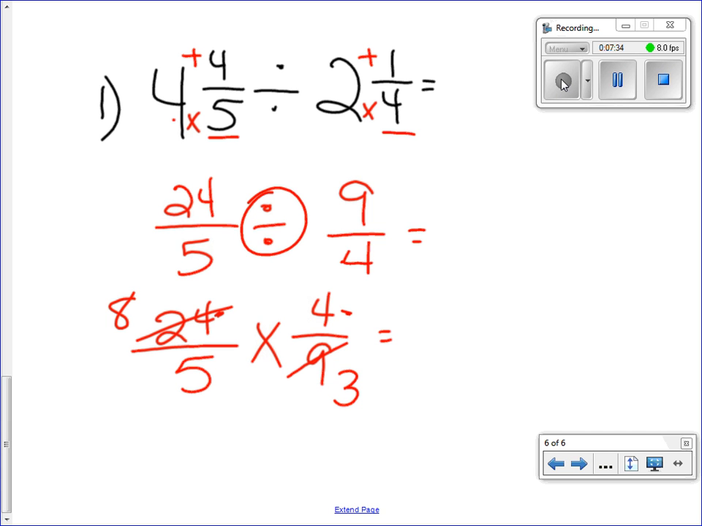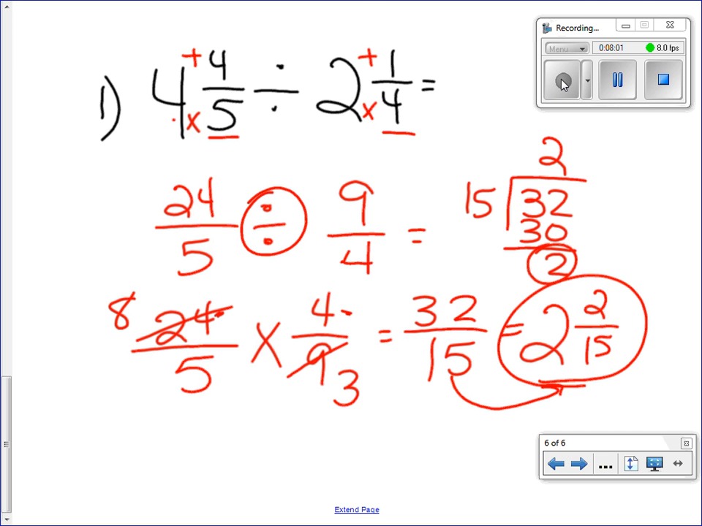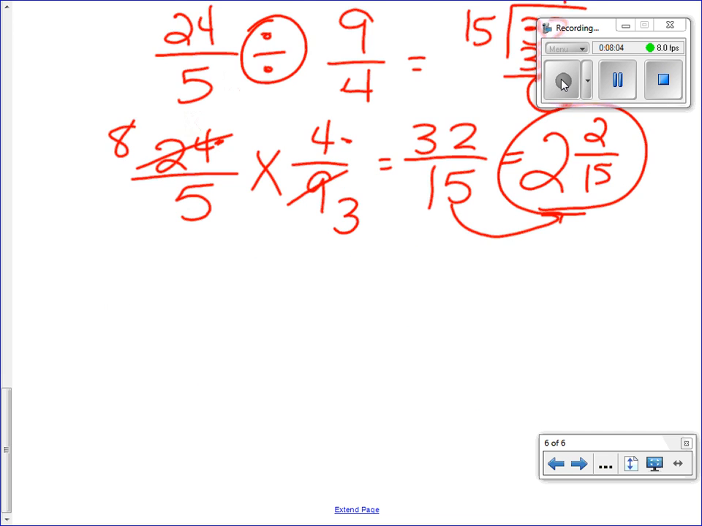Nothing else will cancel, so I can just multiply across. 8 times 4 is 32. 5 times 3, 15. So I'm going to do 32 divided by 15. 15 will go into 32 2 times. That'll give me 2 as my whole number. Then my remainder will be 2 as my numerator. And the 15 stays the same. So 2 and 2/15 would be my final answer.